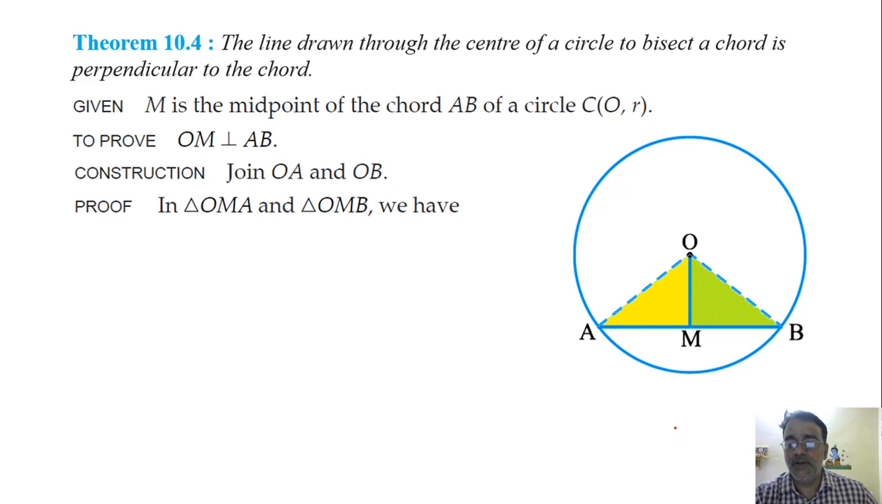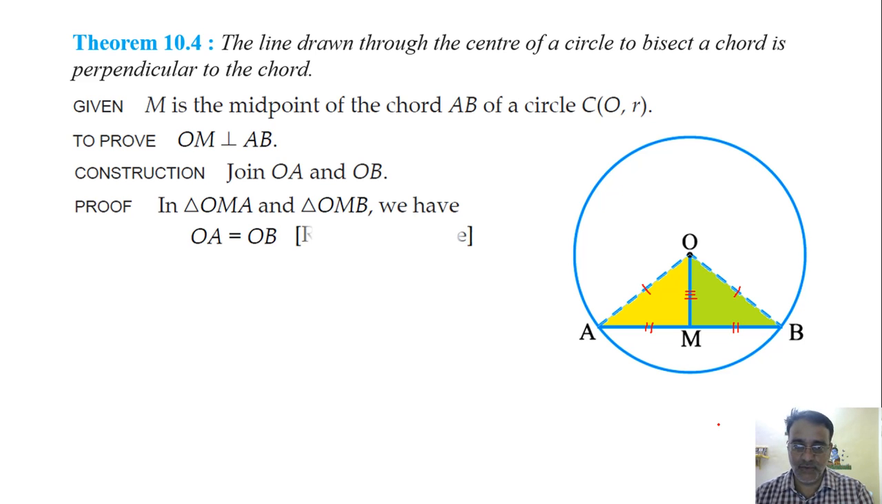How do we have to show? See, OA is equal to OB. Why? Radii of the circle. And AM is equal to BM. Why? Given, M is the midpoint of AB. And OM is equal to OM, common. So these two triangles are congruent by which criteria? SSS criteria. Very good.